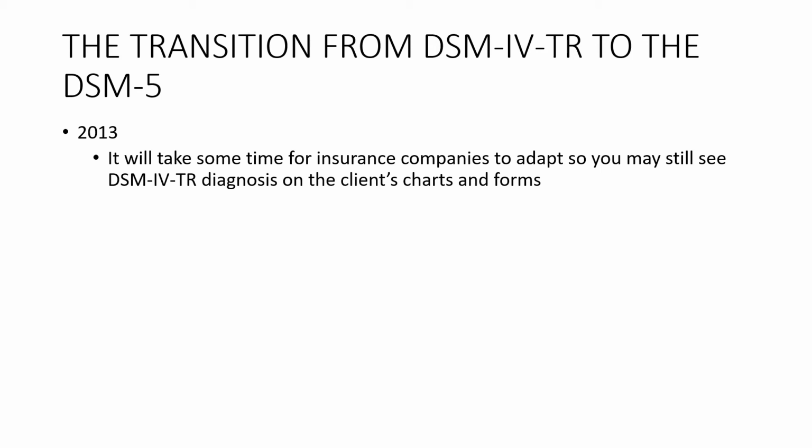The transition from the DSM-4 TR to the DSM-5 happened in 2013, so that is the most recent one. It will take some time for insurance companies to adapt, so you may still see DSM-4 TR diagnoses on the client's charts and forms. So if you do have a DSM-4 text revision book, which you probably spent a lot of money on if you bought it before the DSM-5 came out, now it's probably like $1.